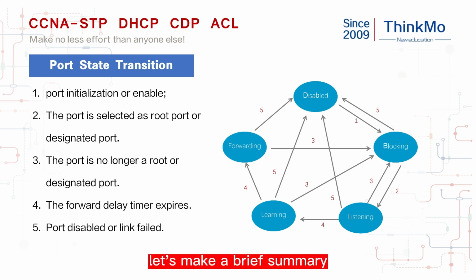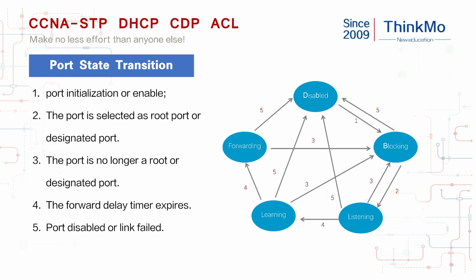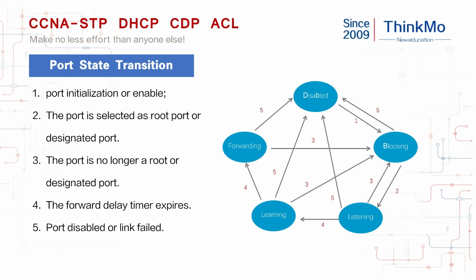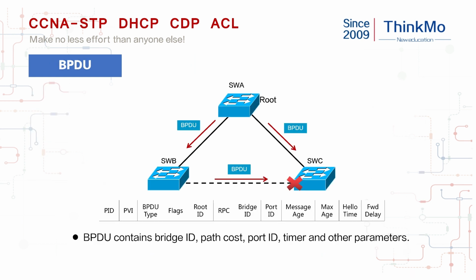Let's make a brief summary. After the final topology is stable, there will only be 2 states: a blocking, a forwarding. All ports are forwarding as long as they are root ports and designated ports. The blocking port is blocking. There will only be these 2 states. The intermediate states are actually not very important. When you learn other STPs in the future, you will find that it will make some changes, like the states in between. It actually doesn't need to define so many. Doesn't make much sense.